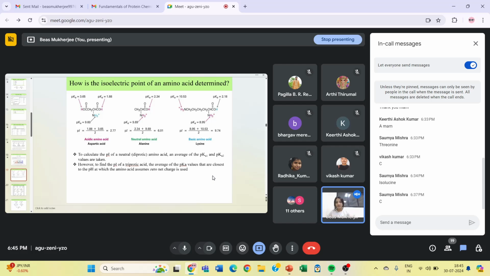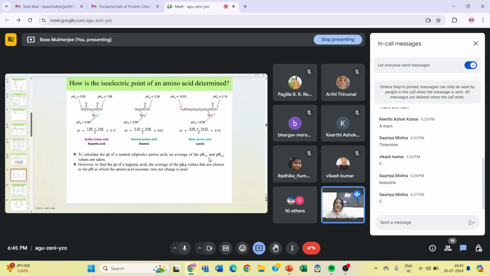Okay, so to calculate the pI of a neutral or diprotic amino acid, diprotic meaning that there are two different chemical groups, an average of the pK1 and pK2 is taken. However, to find the pI of a triprotic amino acid, the average of the pKa values that are closest to the pH at which the amino acid assumes net zero charge is used.